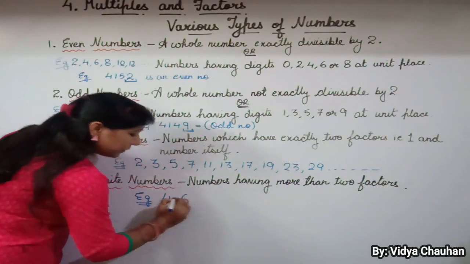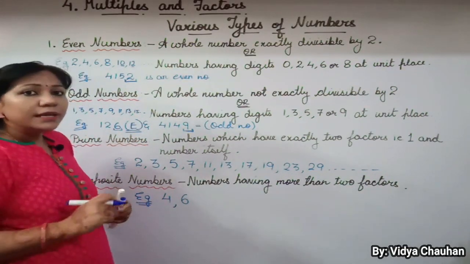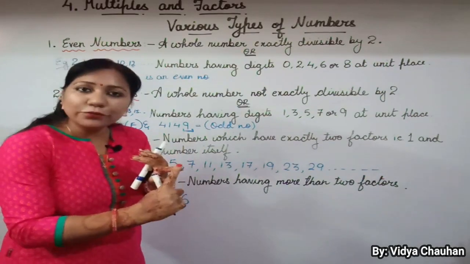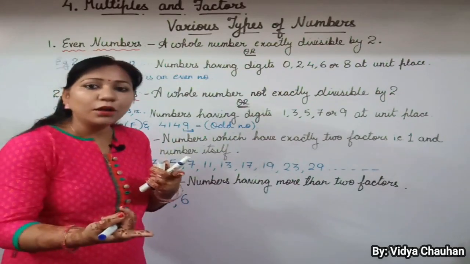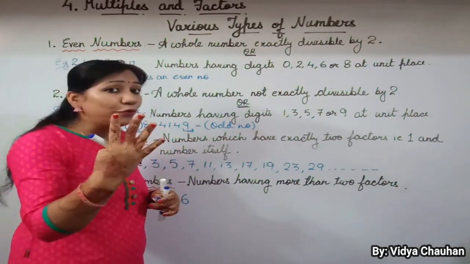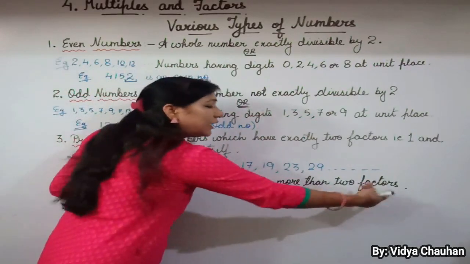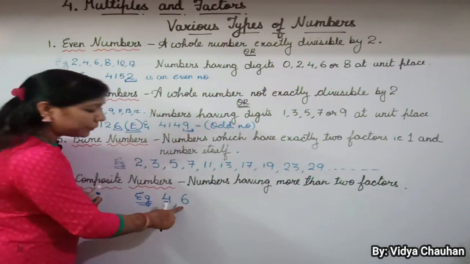After this, the next number is 6. 6 is again a composite number. 6 comes in the table of 1. It comes in the table of 2. It is also coming in the table of 3 and it comes in the table of 6. So there are 4 factors, and as per the definition, numbers having more than 2 factors. So yes, 6 is also a composite number.